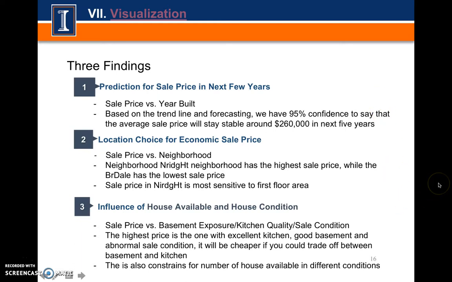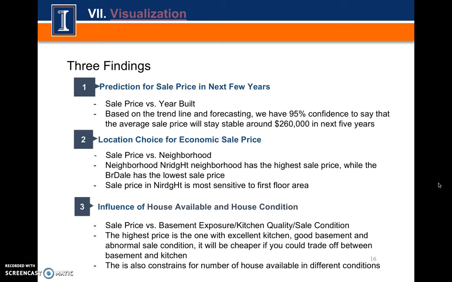The second result is that we could provide some recommendations for location choice for economic sales price. Different neighborhoods may have different sales prices, and they may have different sensitivity to the first floor area, which means that if you want a bigger house, you may need to pay more in some areas.